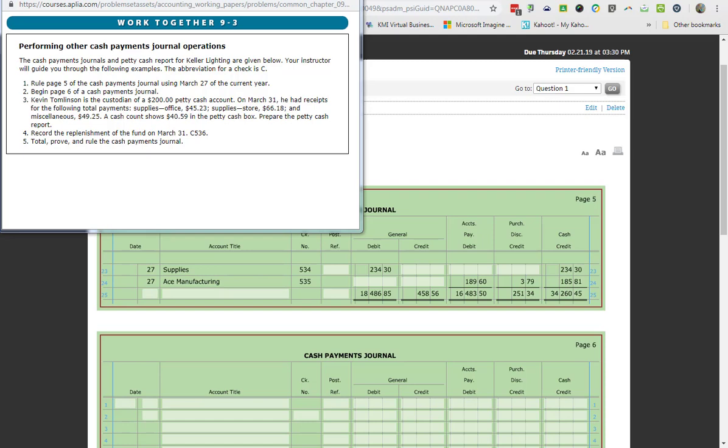So what are we doing here in 3? Well, we're going to total and prove our journal, bring it forward to the top of the next page, and then we're going to replenish our petty cash. Now, we've replenished petty cash before, so that is not new. What we have here is a petty cash report, and the fact that sometimes boo-boos happen. Don't you hate boo-boos? So here's my example of a boo-boo.